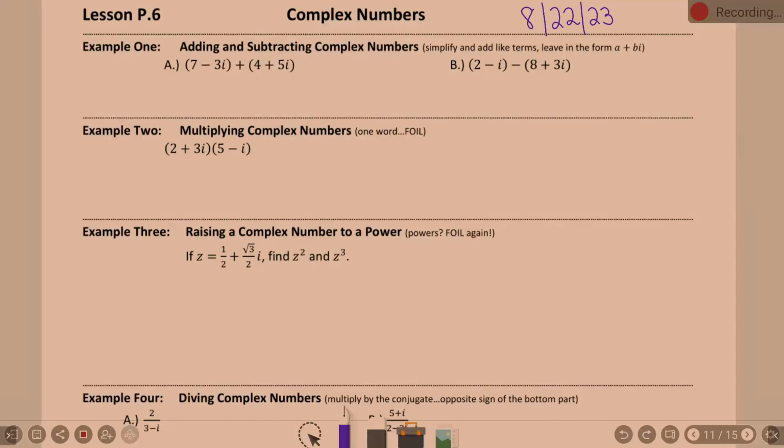Lesson 6 is a review of complex numbers. It's really everything in this lesson, anything and everything that has to do with i, which stands for our imaginary unit, the imaginary number. What do we remember about i?